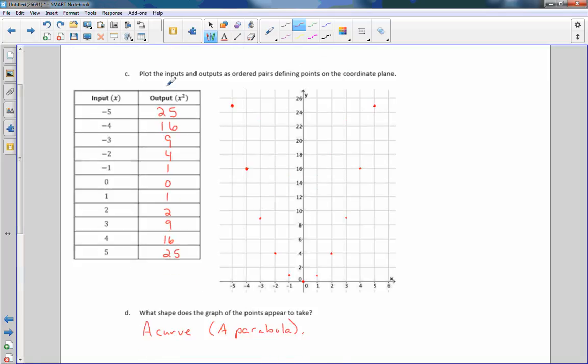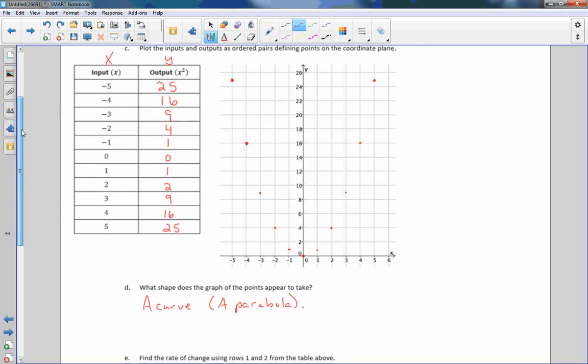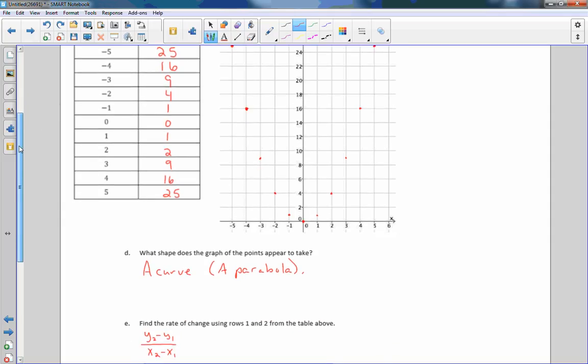Okay, these are our y's. Y's are outputs. These are our inputs, these are our x's. So I'm going to input. This will be my y1, this will be my y2. So y2 is 16 minus my y1, which was 25, divided by x2, which was negative 4, minus a negative 5.